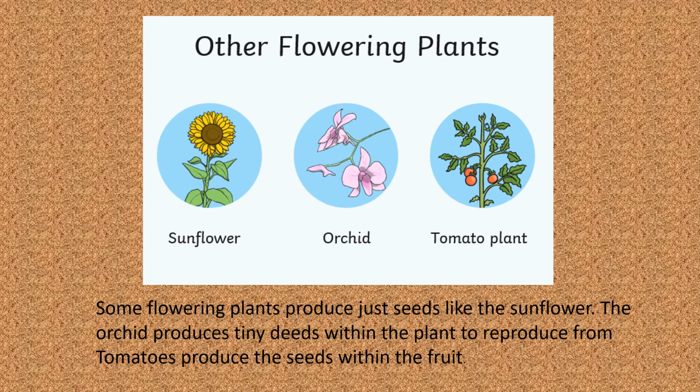So some flowering plants produce seeds just like the sunflower. The orchid produces tiny seeds within the plant to reproduce, and tomatoes produce the seeds within the fruit.